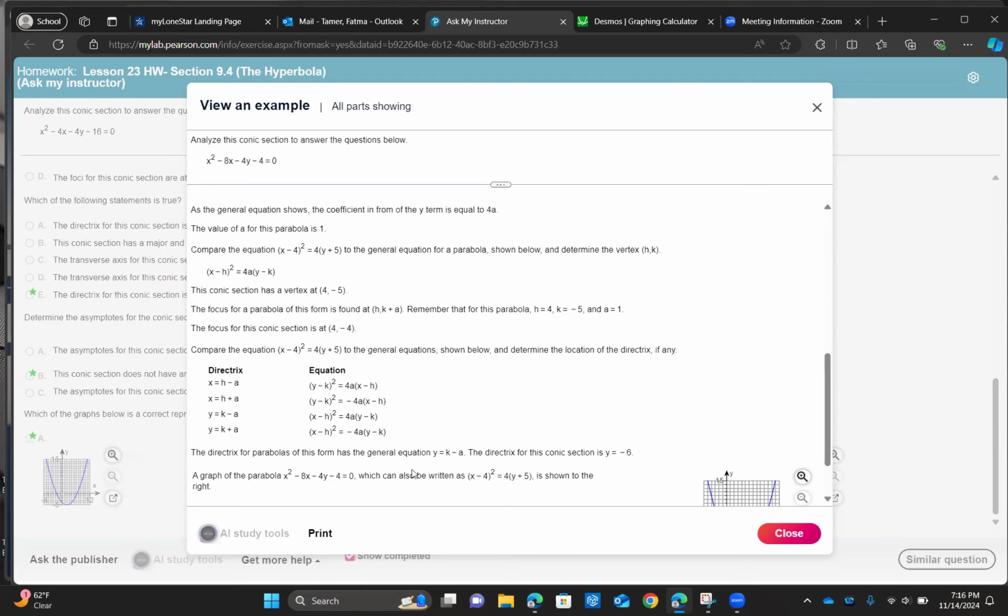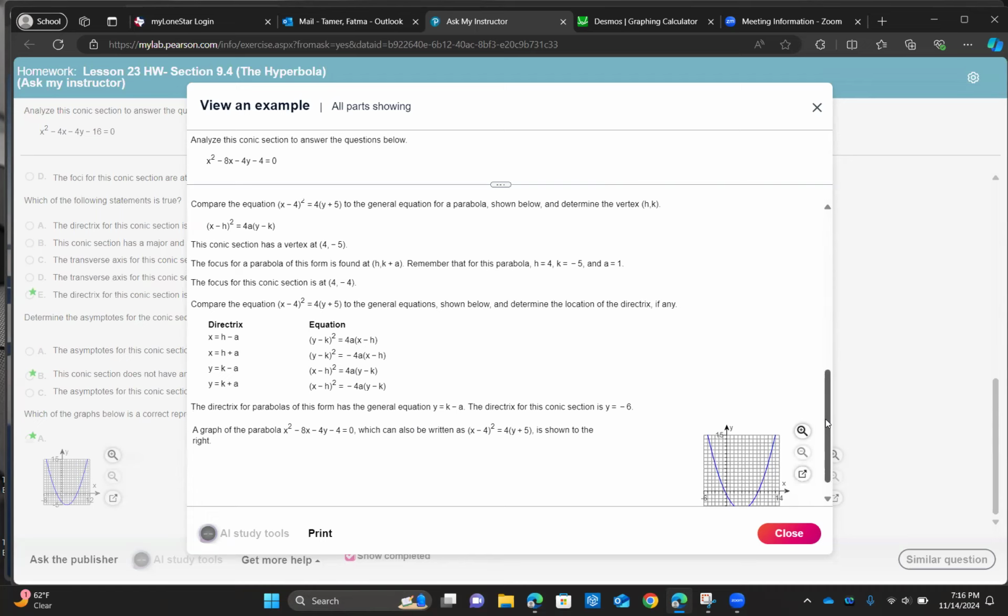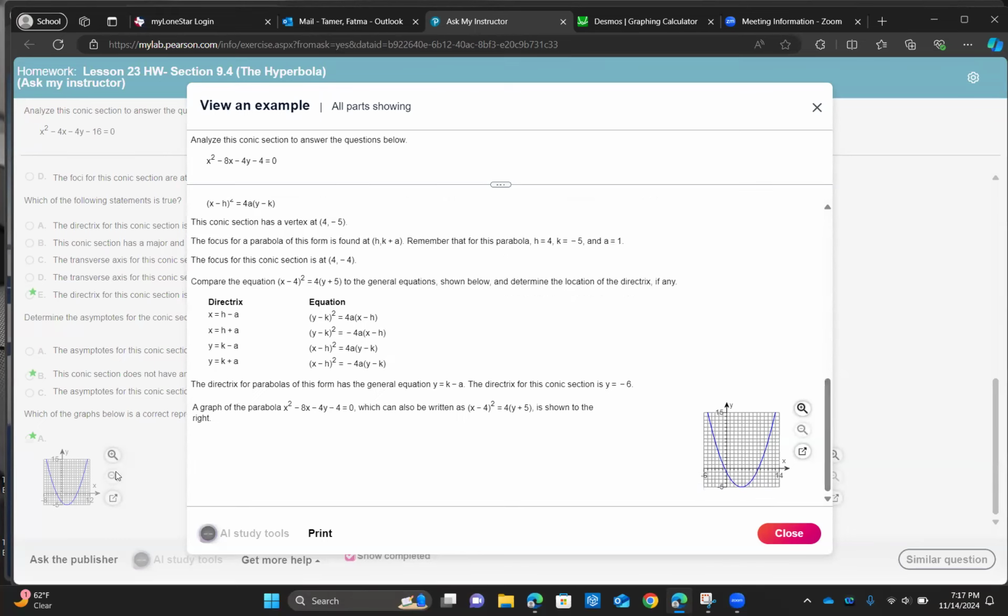We already know that k is negative 5 and a is 1. For the directrix, we need to subtract them for the equation. Negative 5 minus 1 gives y equals negative 6, which is the directrix. And then for the graph, you can choose the one which has the same vertex and the same orientation. This is how you can handle lesson 23, homework section 9.4, question 27.